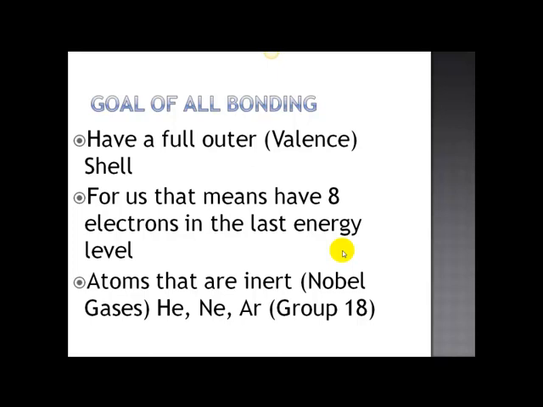Now, only the noble gases on the far end of your chart, helium, neon, argon, group 18, are inert. Means they're unreactive. Means they already have a full outer shell. Everyone else, group 17, 16, all the way back to group 1, have to join up with someone else, gain, lose, or share, in order to get that full outer shell.